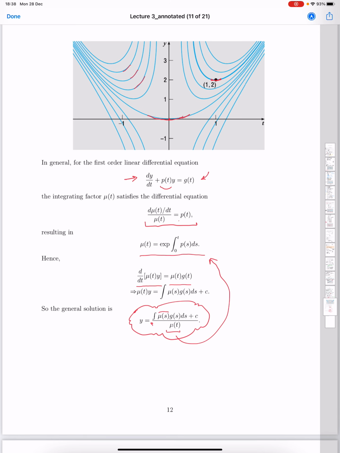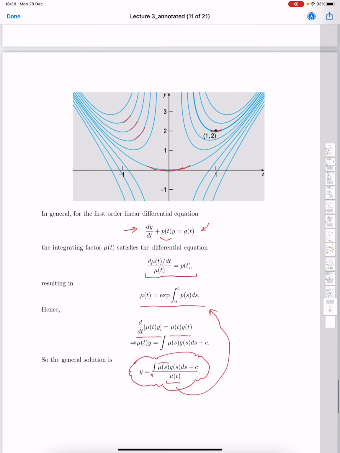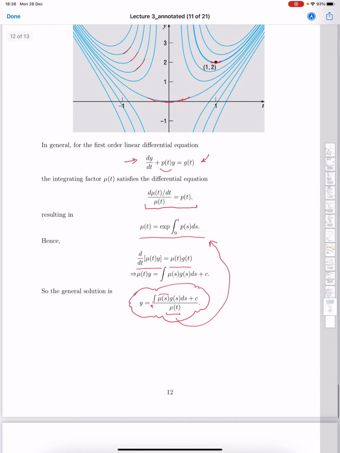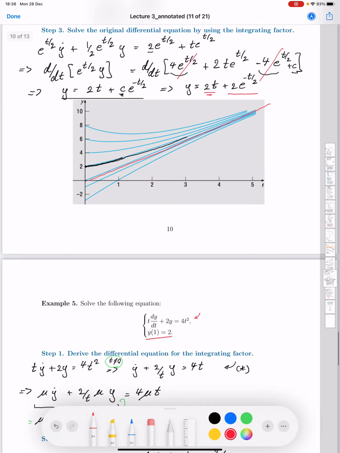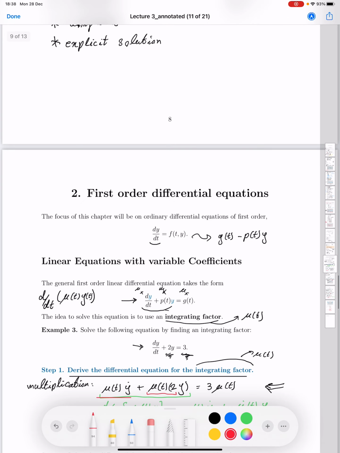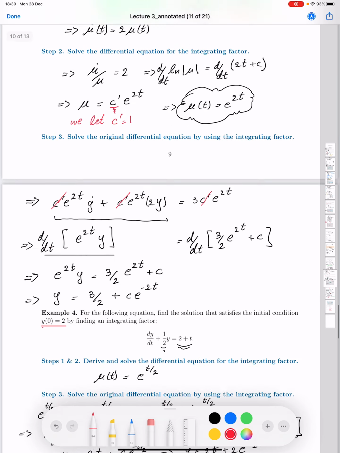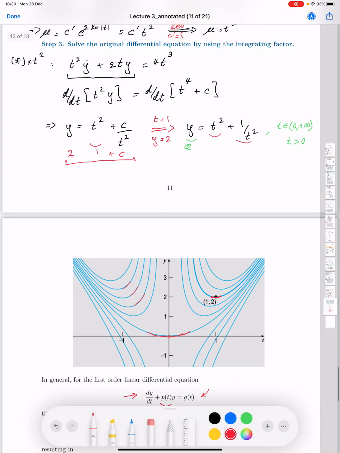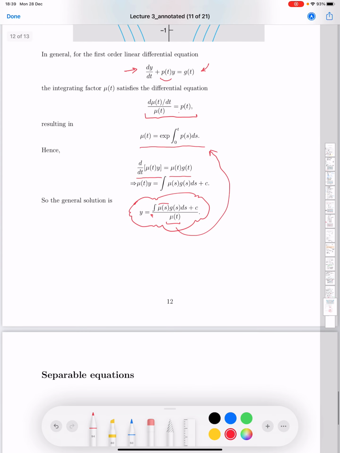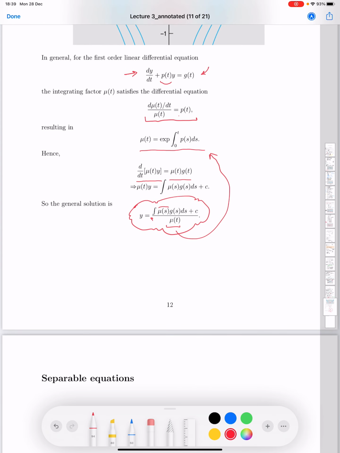So far we're done with this idea of integrating factors for solving linear equations with variable coefficients. And in the next part, I want to proceed to separable equations.